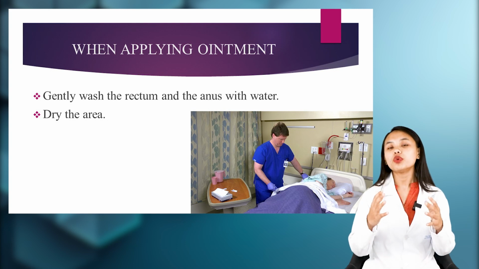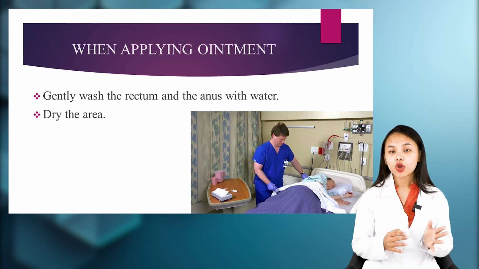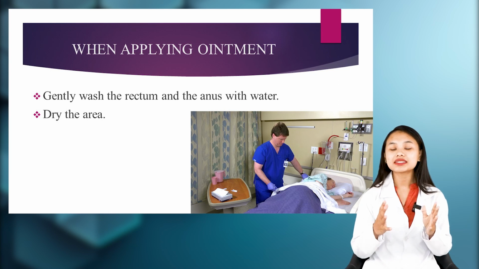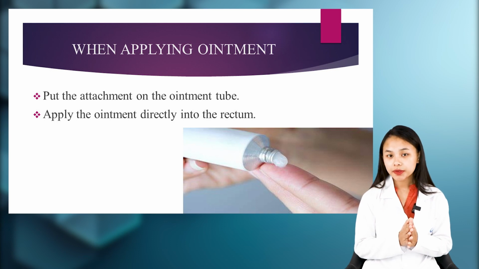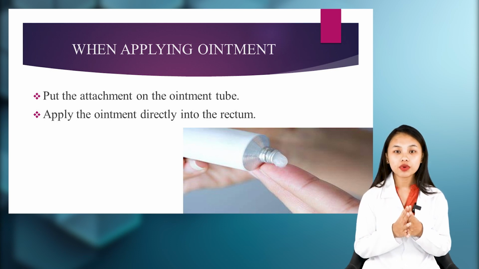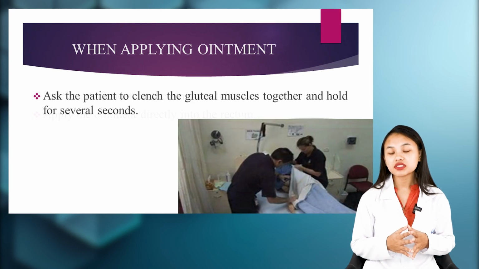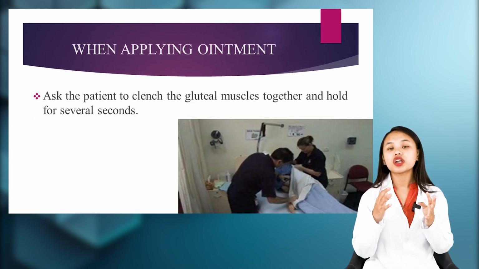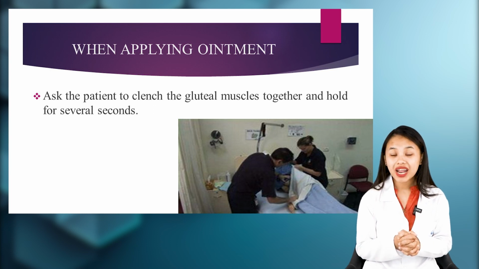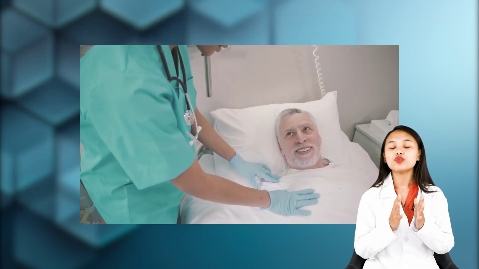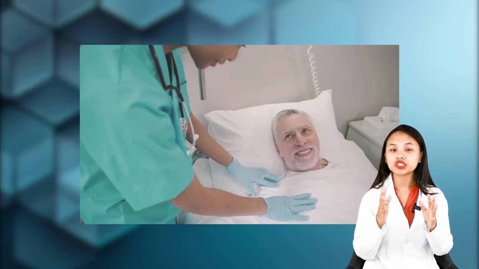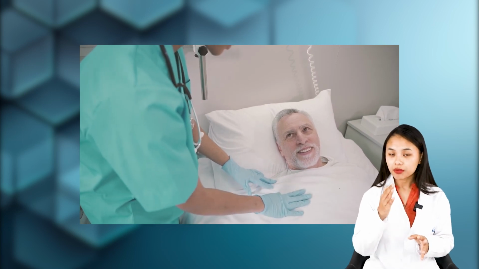So once these steps have been done, next we must gently wash the anus and rectum with warm water. We must dry the area. We must put on a fresh set of gloves. We must put the attachment on the ointment tube. We must apply the ointment directly into the rectum. We must ask the patient to clench their gluteal muscles together as well as hold it for several seconds. And we must assess the patient's response during this procedure.